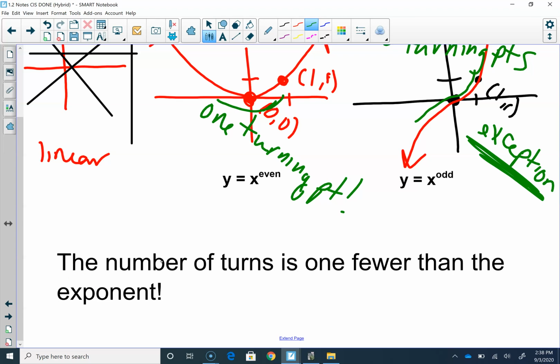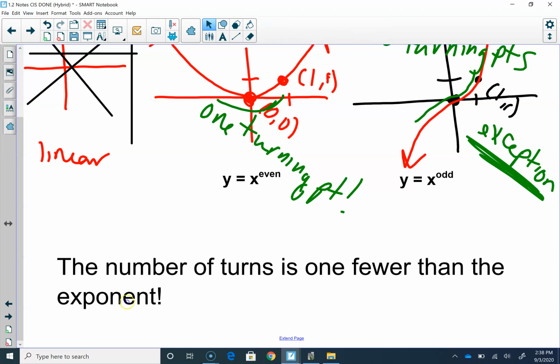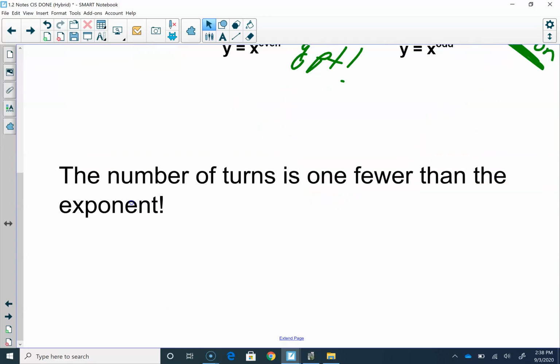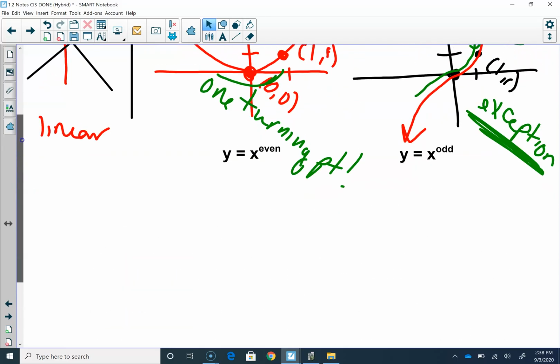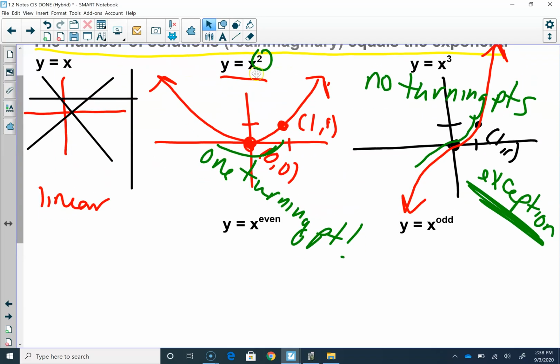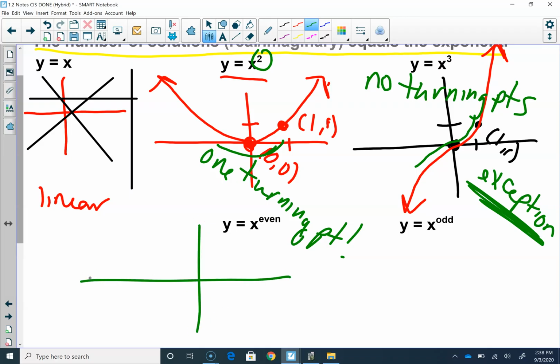Okay, let's look at these down here. I'm going to extend this page out for us. As you saw, this was an even exponent, 2. Other even exponents would be 4 or 6. I'm going to show you just generally what they look like. So if you had, for instance, y equals x to the 4th, I don't know what the graph would be, but it would kind of look like this.